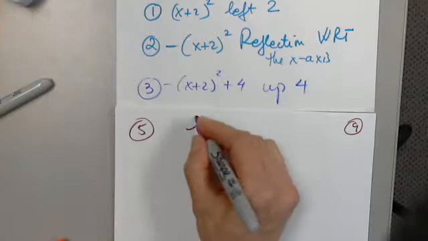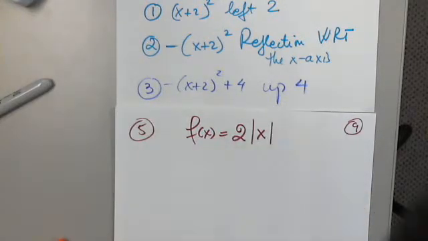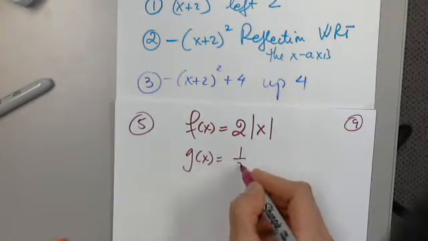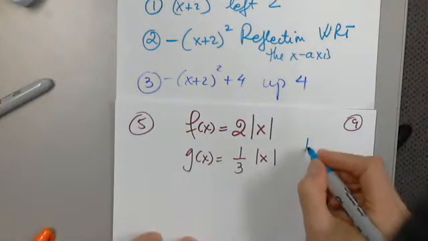Let's look at f of x equals twice the absolute value of x, and g of x equals 1/3 the absolute value of x. Which function was used to create f and g? Awesome. Thank you. So here's the absolute value.